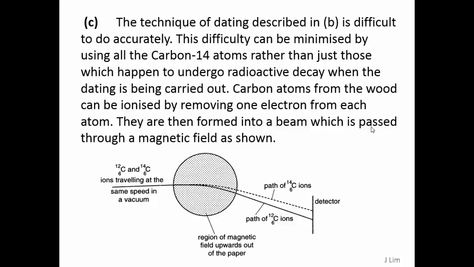Carbon atoms from the wood can be ionized by removing one electron from each atom. They are then formed into a beam which is passed through a magnetic field as shown. So you have the carbon 12 and carbon 14 coming together, having the same speed in vacuum, and then after that you pass through a magnetic field, they will get separated out. Then you can use a detector to look at the relative number of carbon 14 and carbon 12.